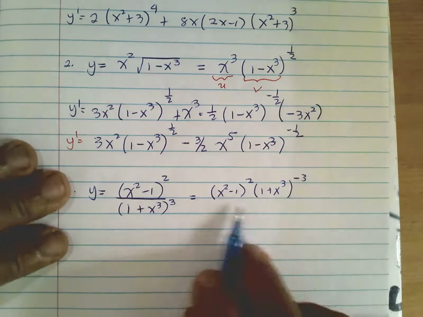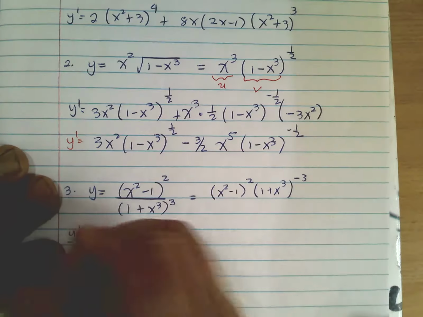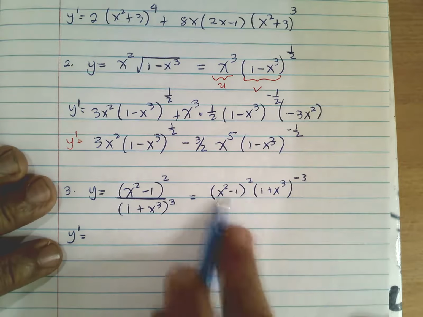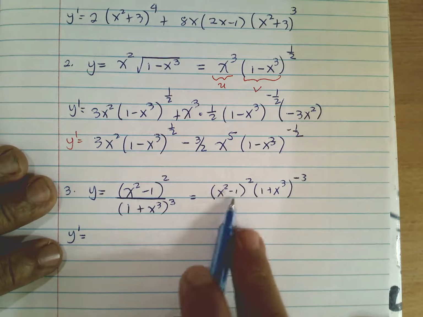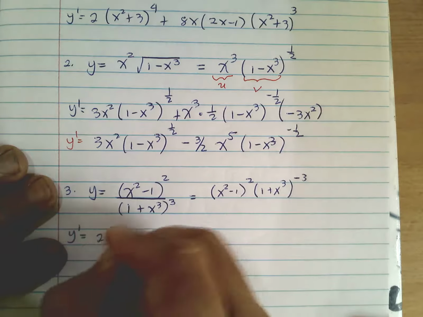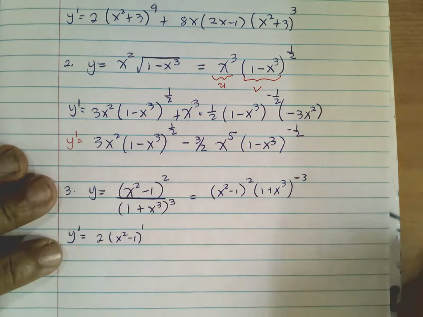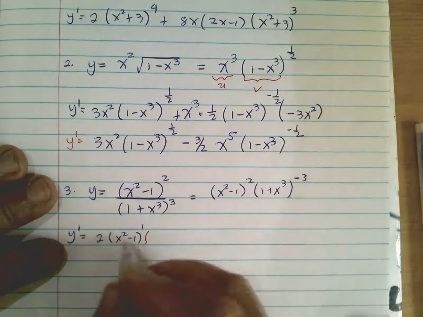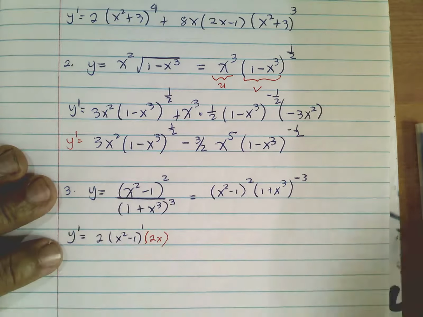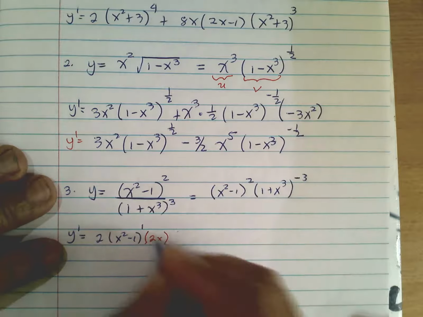And please take a look, it's now a product. So now we can use our magic formula, u prime v plus u v prime. The u prime is the derivative of this, a function raised to a number. So that's going to be 2 times (x squared minus 1) raised to 2 minus 1, which is 1. And don't forget you need to take the derivative of x squared minus 1, which is 2x. Again, that's the chain rule. So that is now my u prime.